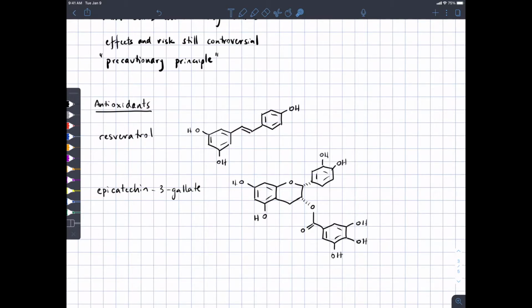The reason this is an antioxidant is that a radical can easily abstract a hydrogen from the phenol oxygen, and the resulting radical is pretty stable because it can be delocalized by resonance into the benzene ring and all across this highly conjugated molecule.